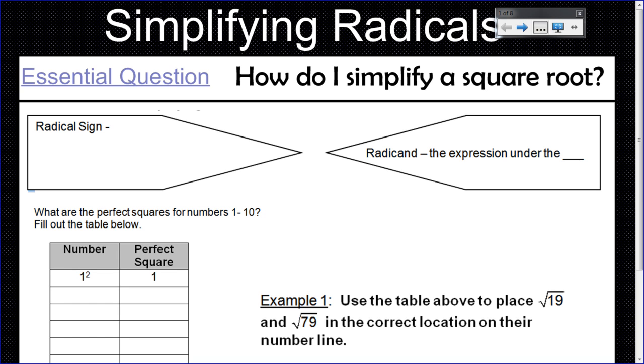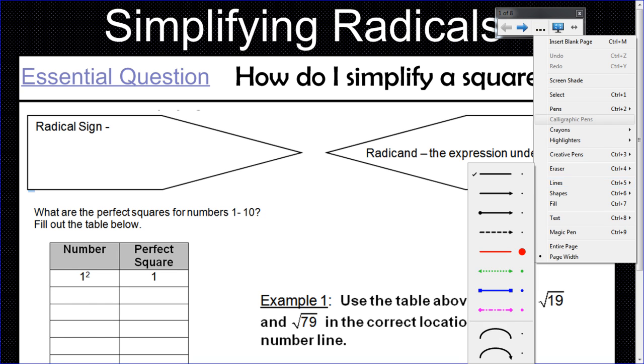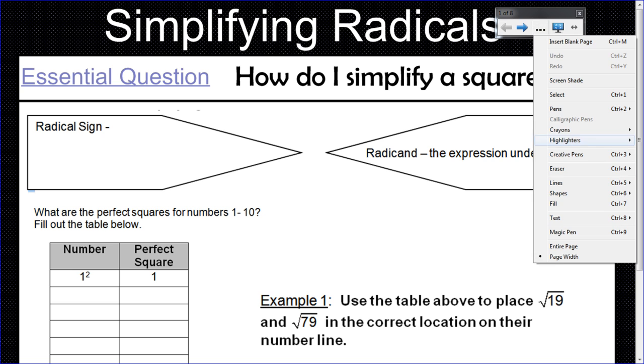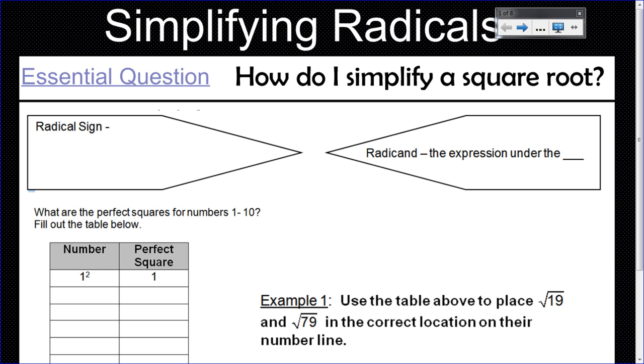Hey there kiddos, here's your video on simplifying radicals. I'm going to try and keep it short and sweet so that this doesn't have to be a really long video. If you've got your calculator, it will come in handy, so you might grab it and get it out. So all we're going to be doing is simplifying square roots.